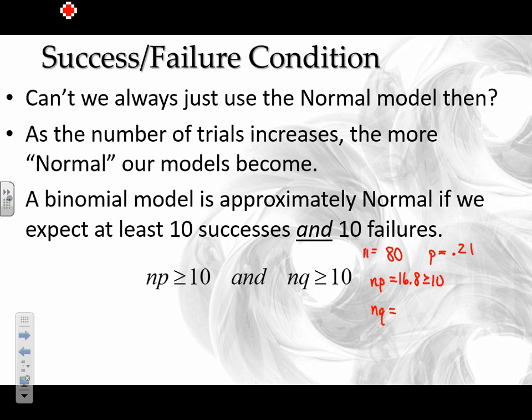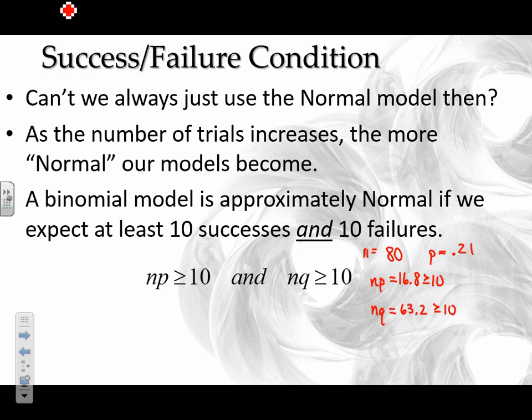So if I want to check nq, that would be the number of trials, 80 times 0.79. q is the probability of fail, which is the complement of p. So if you take 80 times 0.79, you get 63.2, which is also greater than or equal to 10. So in this particular scenario, I could use my normal model to calculate any probabilities I might have. So what's the probability that I see more than 60 successes? I can use a normal calculation or normal distribution to calculate that.